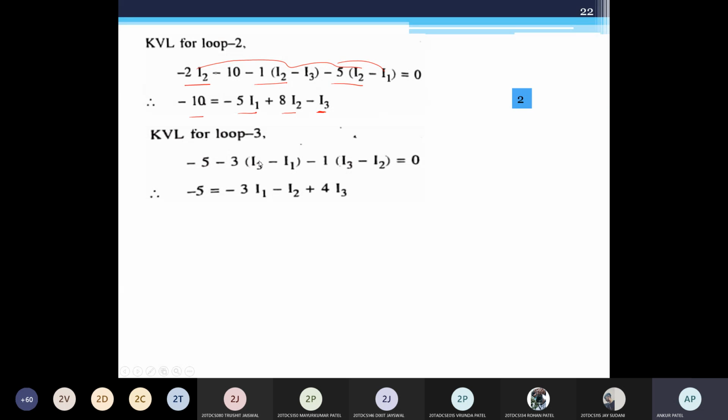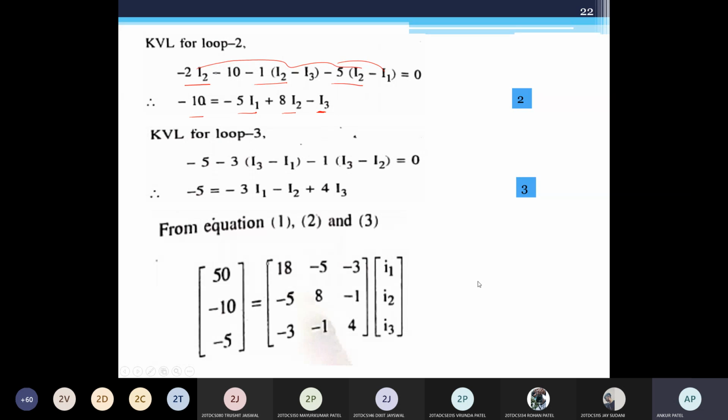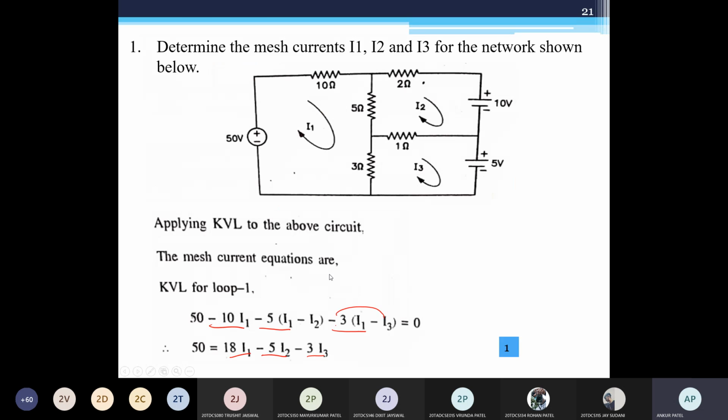Now make the matrix form. You need to make the matrix of the coefficients of I1, I2, I3, the unknowns I1, I2, I3, and the constant values. So the matrix will form like this. 50 from the previous equation, and this is minus 10, this is minus 5. For the first equation, the coefficients are 18, minus 5, minus 3. So you can see this 18, minus 5, minus 3.